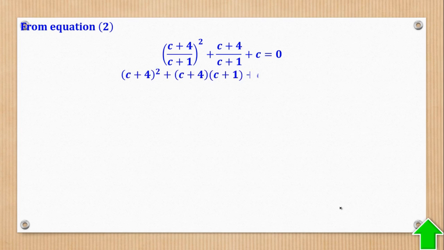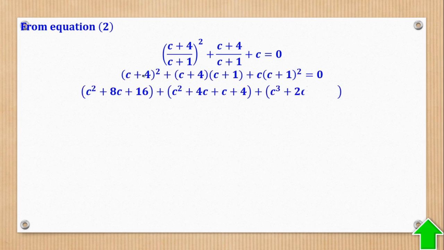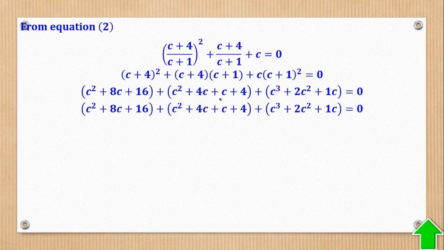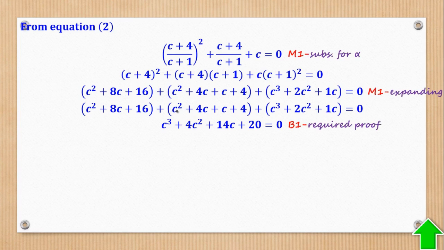So I come and substitute it in equation 2, and cross multiply, open brackets, this gives you that, this 2 gives you that, and this gives you that. The next is to simplify. So simplifying, I come up with what they wanted. And that's how we could get the 3 marks in the slide.